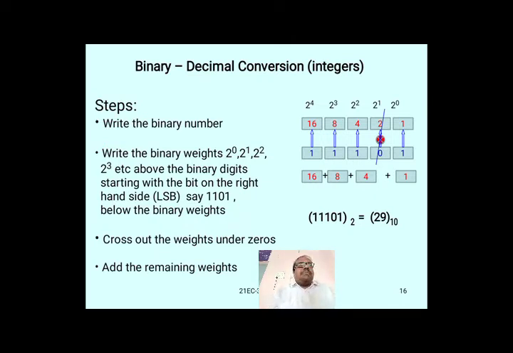We get the answer: 16 plus 8 plus 4 plus 1. 16 plus 8 is 24, 24 plus 4 is 28, 28 plus 1 is 29. Simple conversion, binary to decimal. We must know the positional or binary weights, the multiplication, and the addition. These are the three concepts used for binary to decimal conversion.